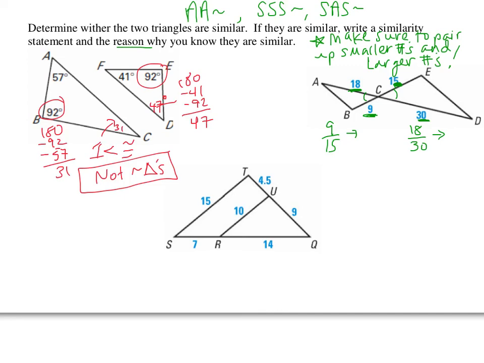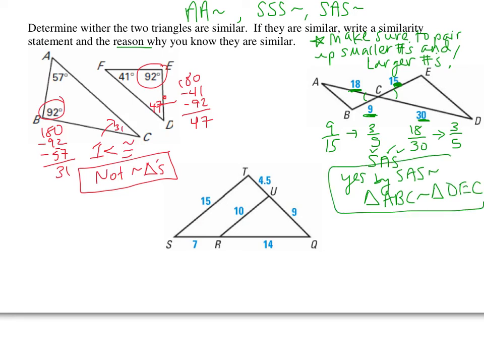So 9 over 15 reduces to 3 over 5. 18 over 30 also reduces to 3 over 5. So with my side angle side, since my angles between them are congruent, and both of my sides are the same ratio, we can say yes by side angle side similarity. Our triangle ABC on the left is going to be similar to triangle DEC on the right.